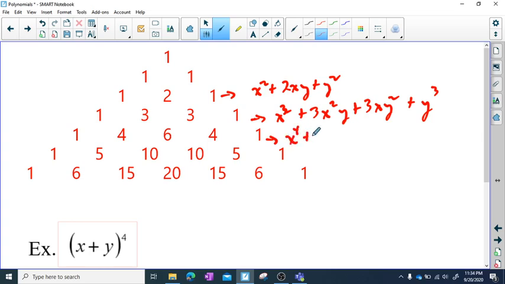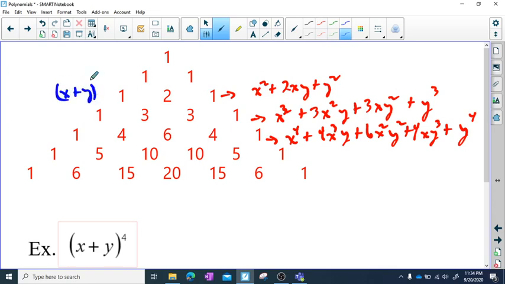x to the fourth plus 4x cubed y plus 6x squared y squared plus 4xy cubed plus y to the fourth. Now, so this right here, if I took x plus y and squared it, I would get x squared plus 2xy plus 1y squared. 1, 2, 1. Notice the pattern.